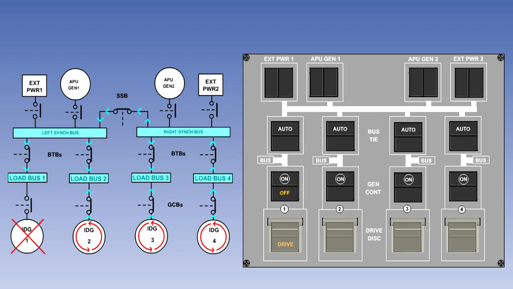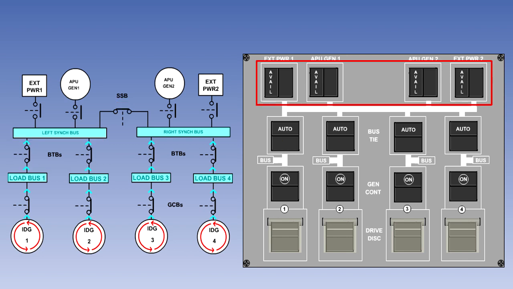In the event of a fault on an individual generator or an engine failure, the associated GCB will automatically open and the other in-parallel generators will carry the load with no loss of supply. If there is a short circuit fault on a busbar, the breakers surrounding the faulty busbar will automatically open to isolate the area with the short circuit. A short circuit on the left synchronizing busbar, for instance, will cause the split system breaker and bus tie breakers 1 and 2 to open, isolating the affected busbar.